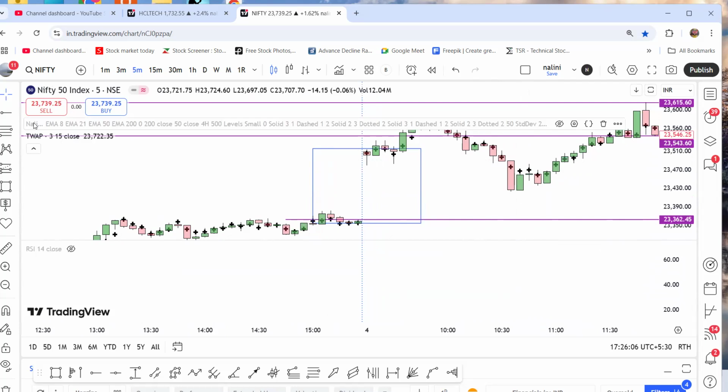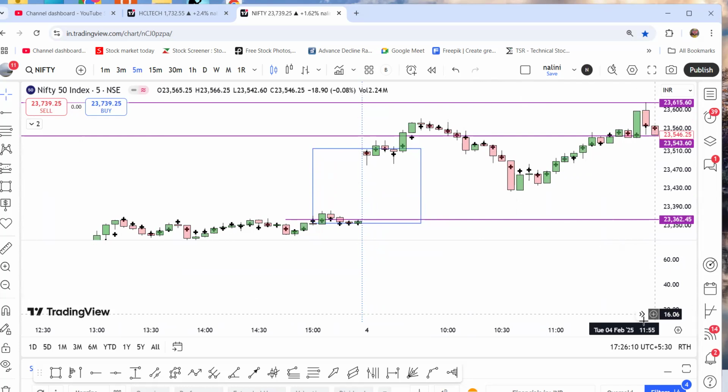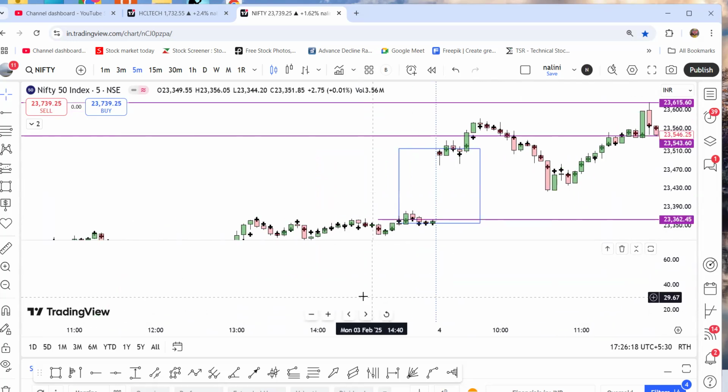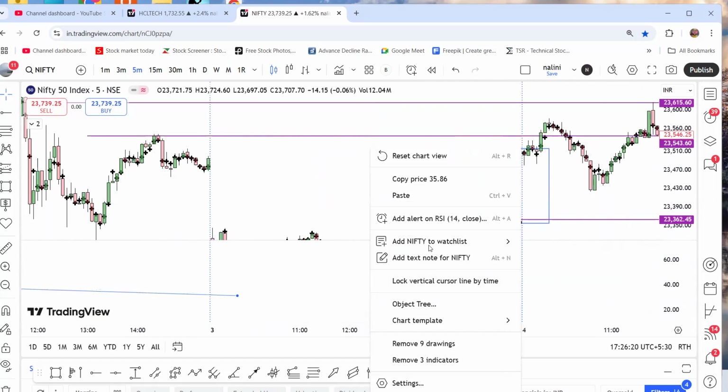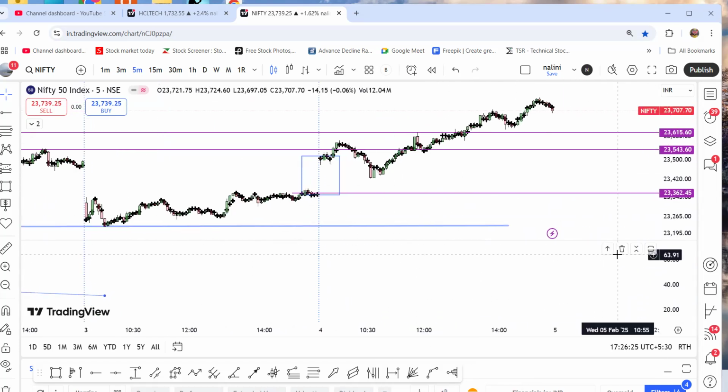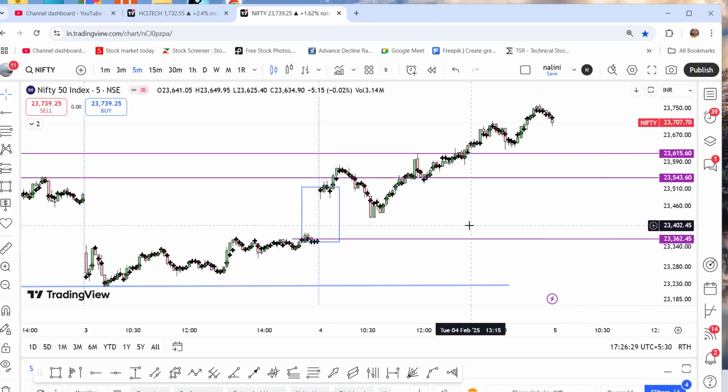Okay, I can enable, I believe. Let me go to the RSI. No, I'm not able to take that. Anyway, leave it. I'm talking about the entry.